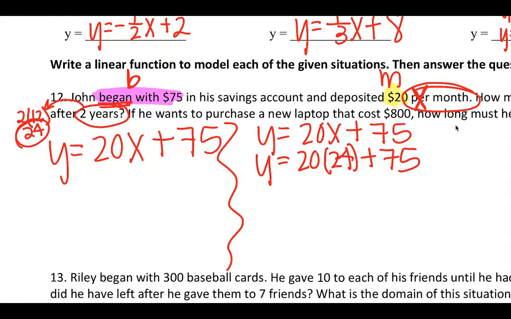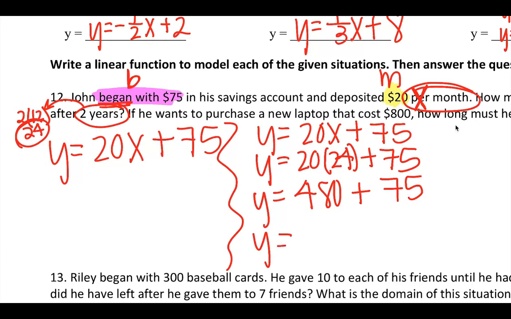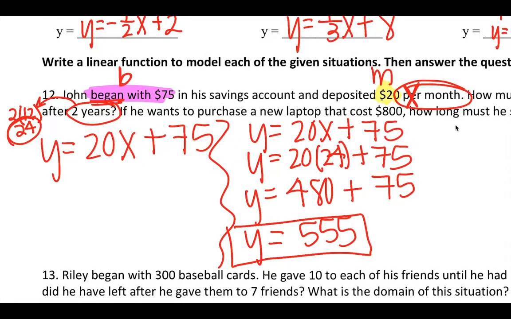So I'm going to multiply 20 times 24. So I get y equals 480 plus 75. Then we add those two together and I should get 555. So after 2 years, he should have $555 in his bank account.